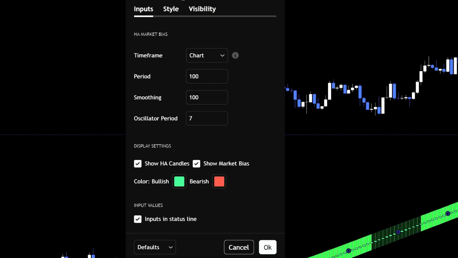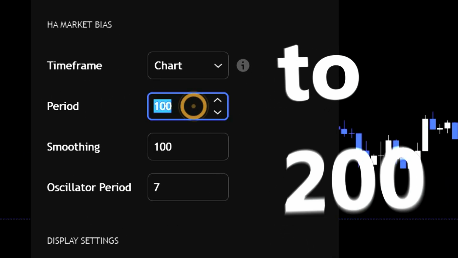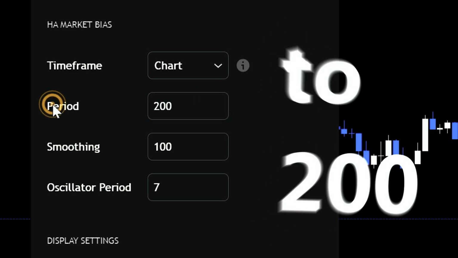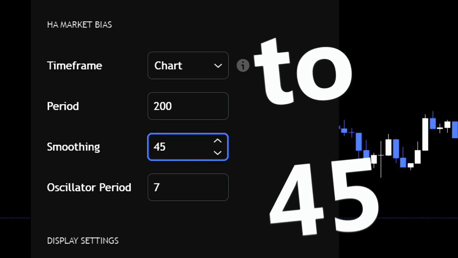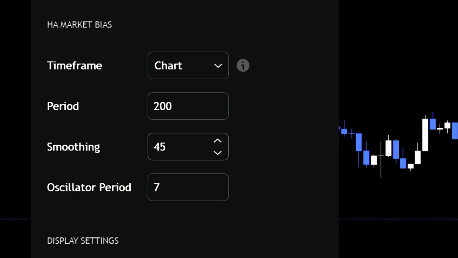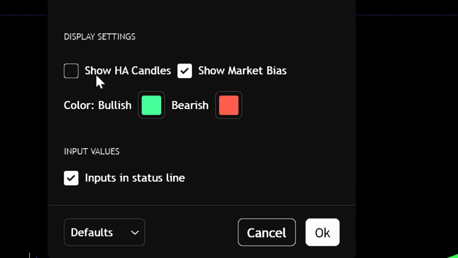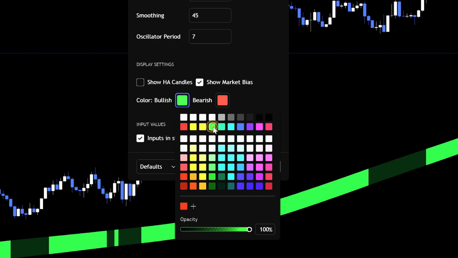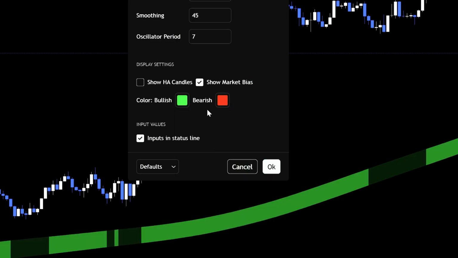For the settings on this one, I set the period and the smoothing to 45. The reason I use these settings is because they filter out all the small and insignificant choppy price action and show you the underlying momentum.